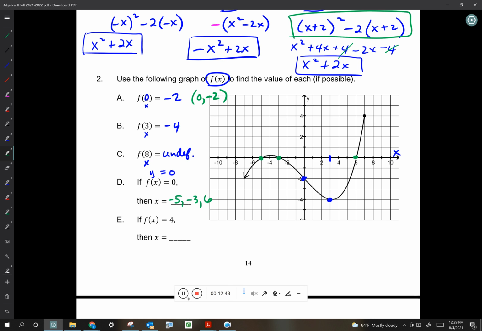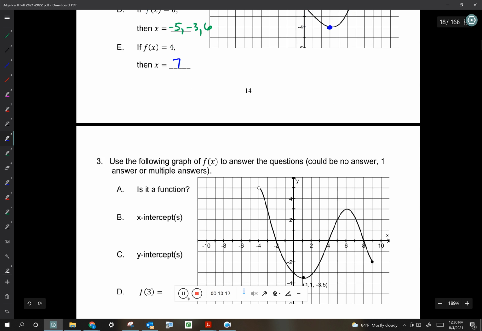Okay, and letter E, if the y is 4, remember f of x is y, so if y is 4, go up to where y is 4, that's going to be right up here. So think about y equals 4 all along this line. Where does that hit the graph? Doesn't that hit the graph right here? And so the question is, what's the x value? Well, if you follow that down, it looks like the x value would be 7. Okay? So you just got to think x value and y value.